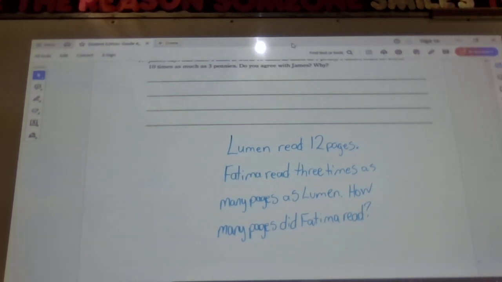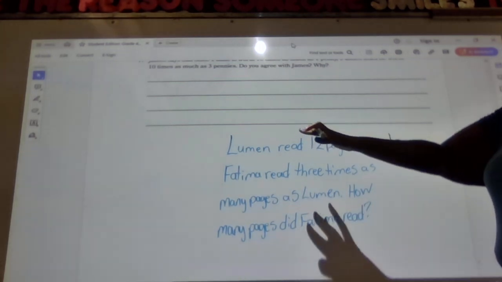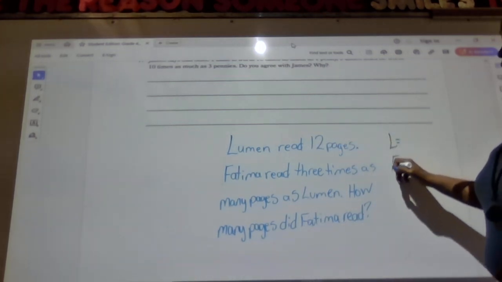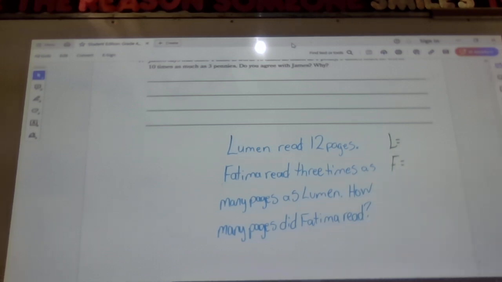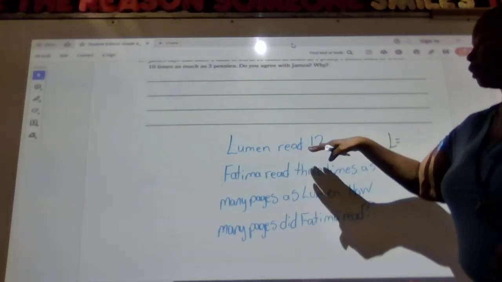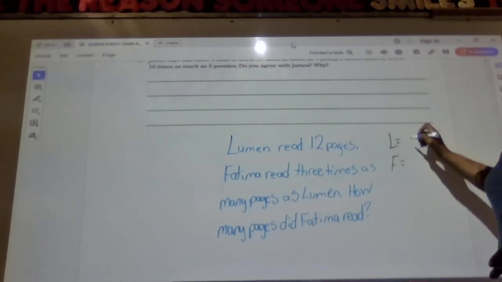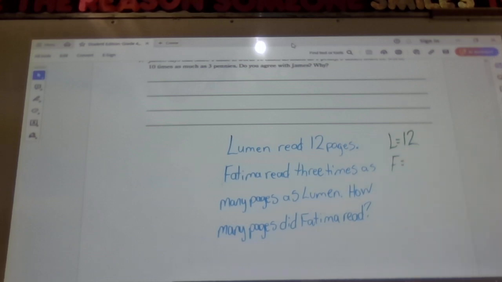So here we have it. I read it as I was writing it. Now we're going to draw it. So who are we talking about? We are comparing 2 things, and the 2 things that we are comparing are Lumen and Fatima. So I'm going to put the L first because that's the first name that appears. That's the first comparison, so I'm going to put it in that order. And then the next thing I do is what, boys and girls? Read the first sentence. Lumen read 12 pages. So by the L in Lumen, I'm going to put 12. Second sentence. Fatima read 3 times as many pages as Lumen.